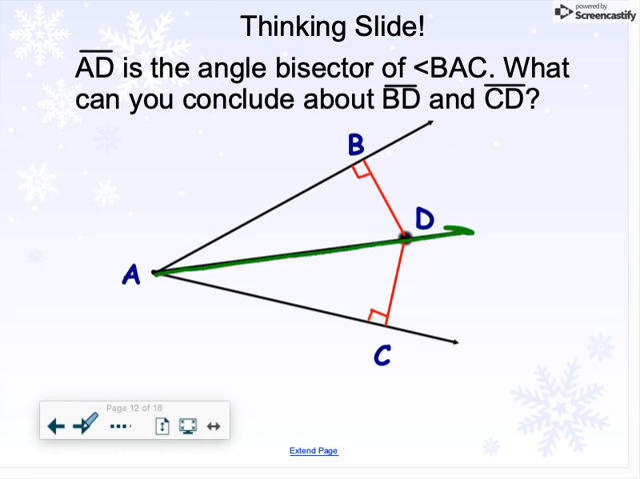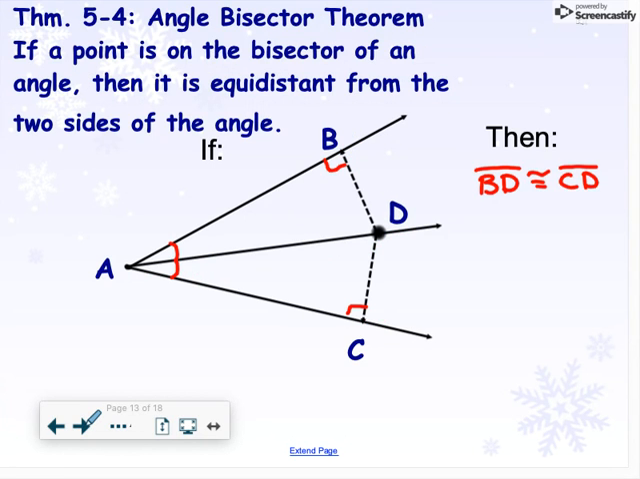So if we have this line, and it's bisecting that angle, we're trying to figure out what that means about BD and CD. Notice those are the distances from the point to our sides. And what this theorem tells us is that those are also, using that new vocab word, equidistant to one another.